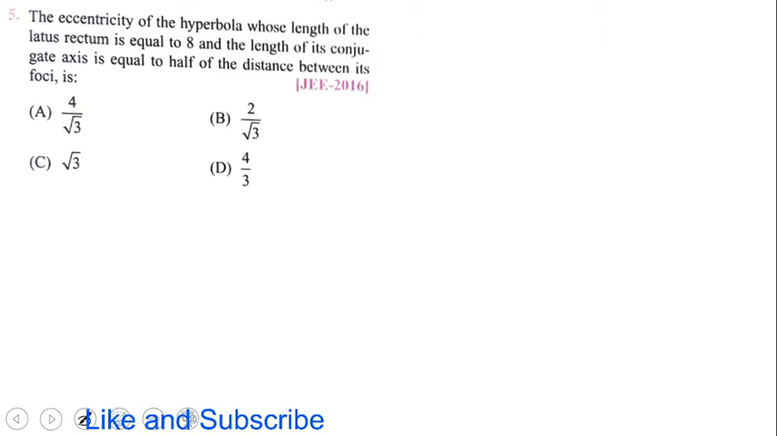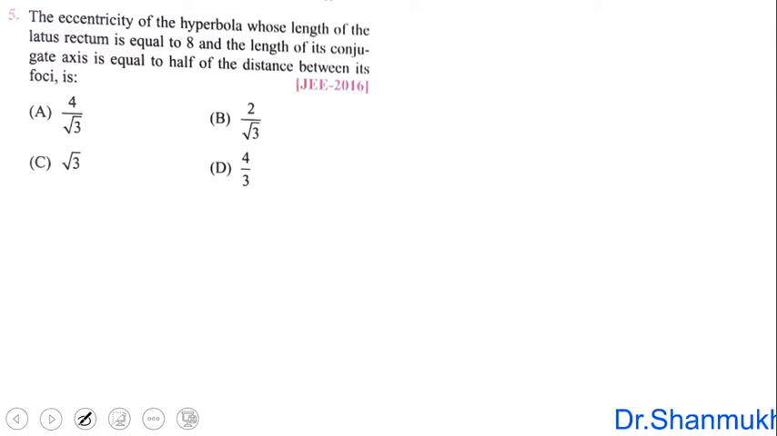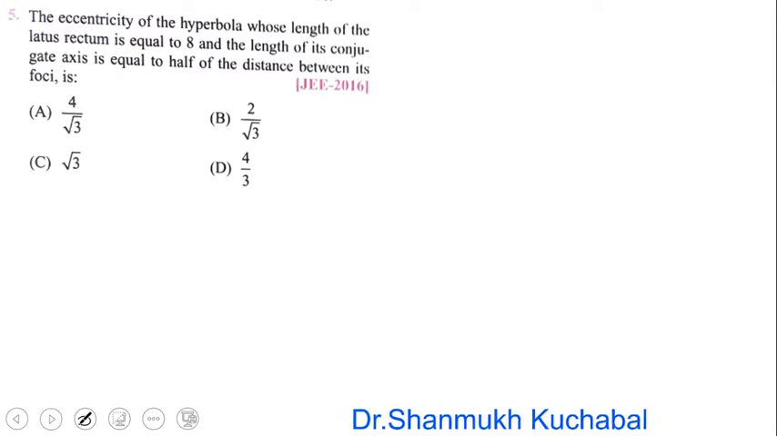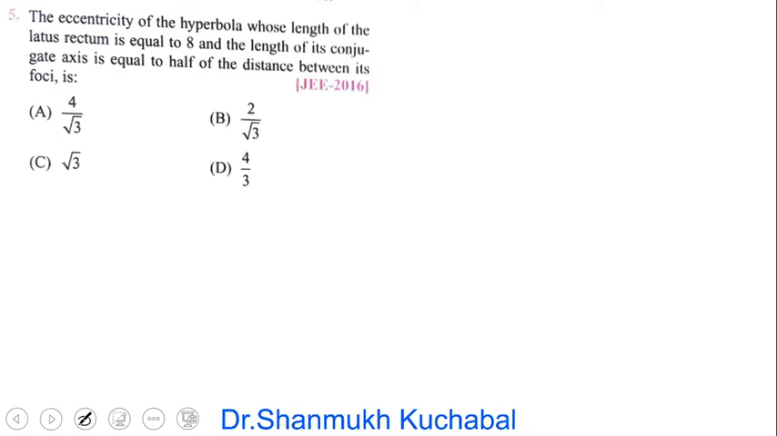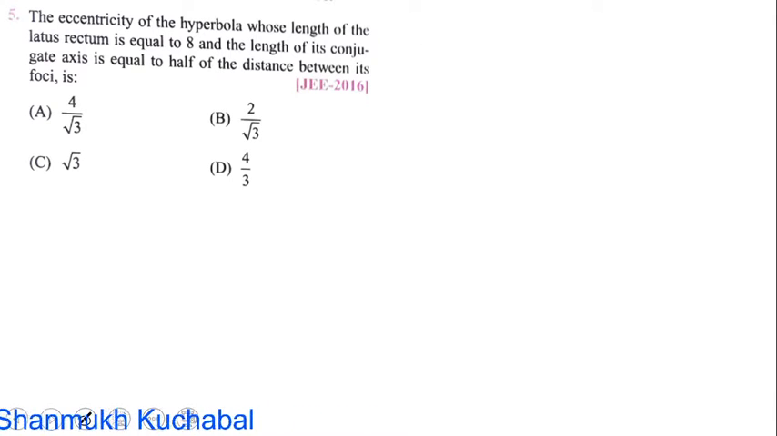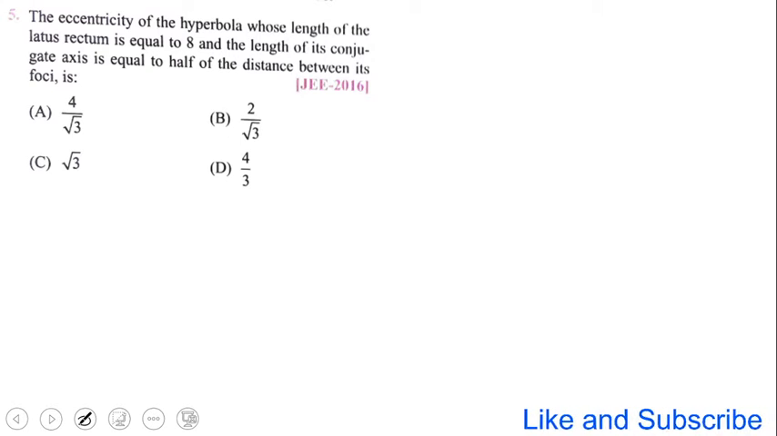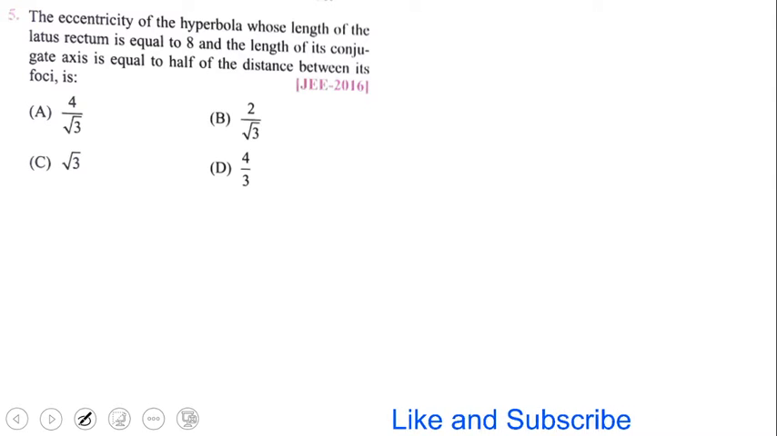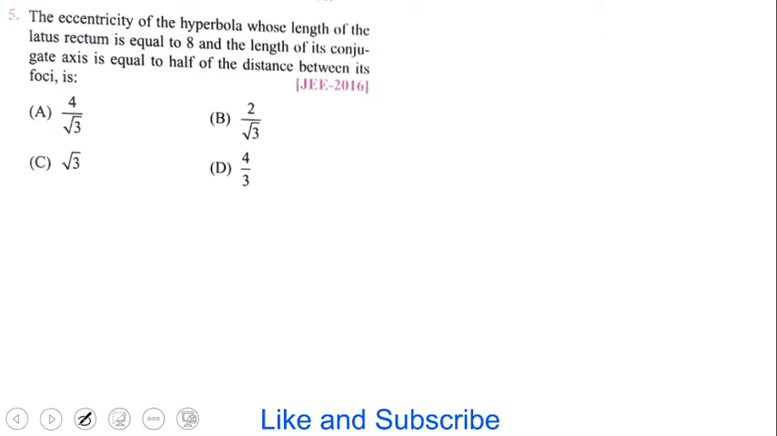Last class we discussed 4 examples and some basic examples. Now we'll start with example number 5. The eccentricity of the hyperbola whose length of the latus rectum is equal to 8. Whatever information is given, we have to write it here. The length of its conjugate axis is equal to half of the distance between the foci. We have to find the eccentricity.